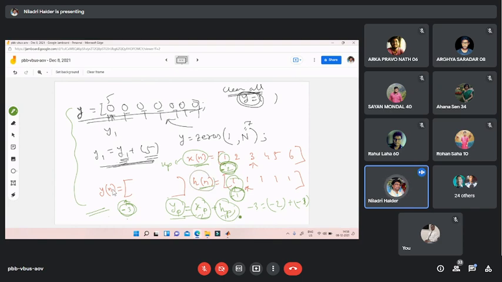h is your second input whose initial index position is hp, and y is your output whose initial index position is yp. Those are the input parameters we have considered. For y, we have considered all the values of the output as 0.